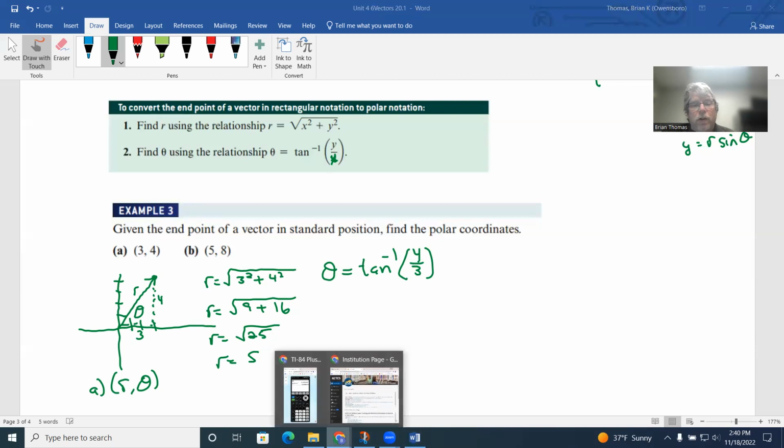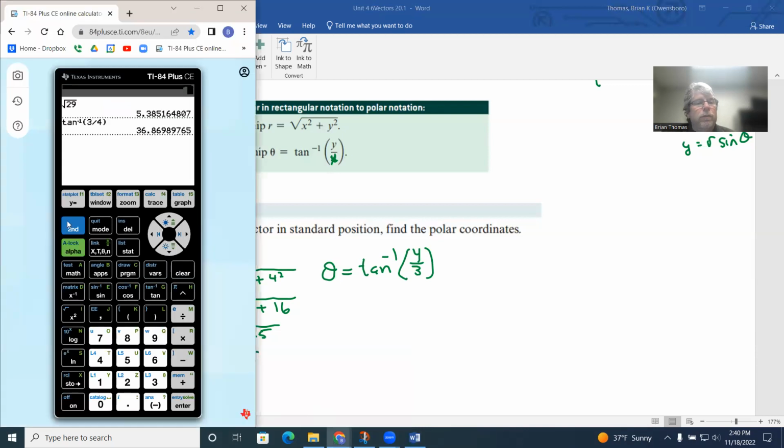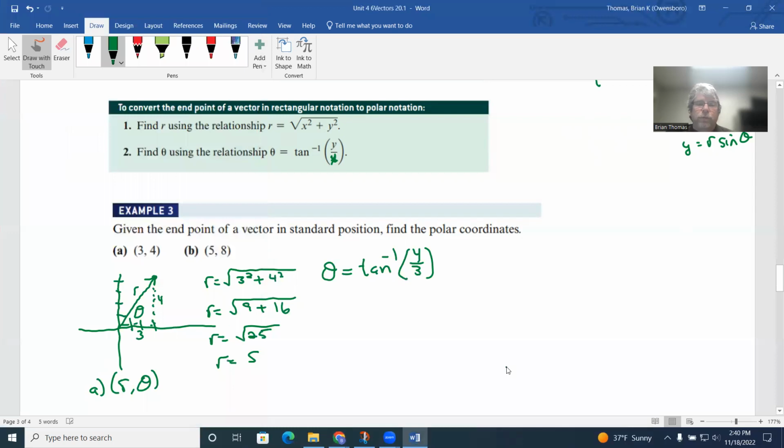We can find that on our calculator. Inverse tangent of 4/3 gives us 53.1 degrees. So that would be part A. My polar coordinates would be 5, 53.1 degrees.